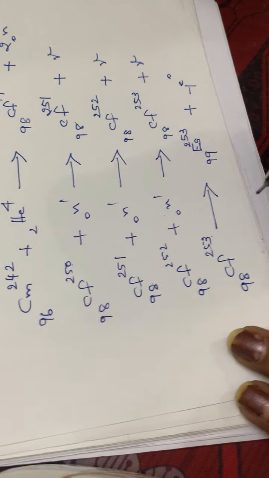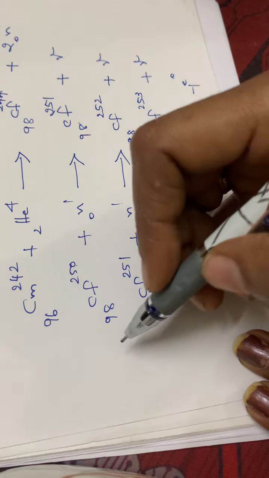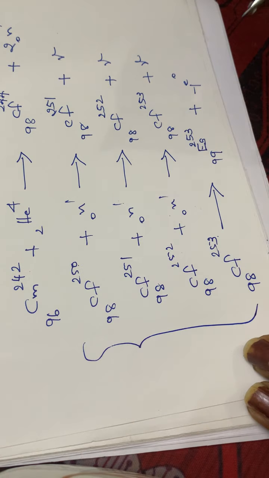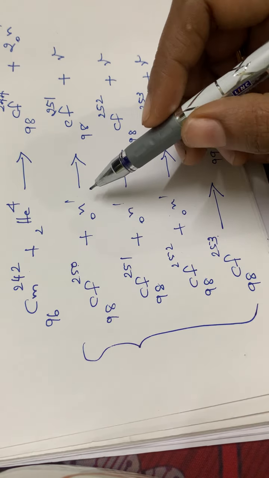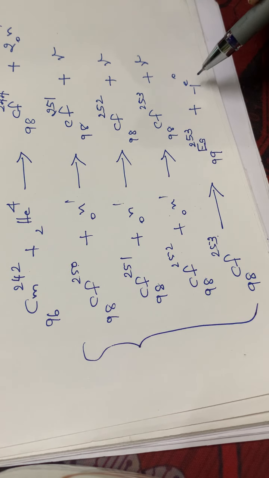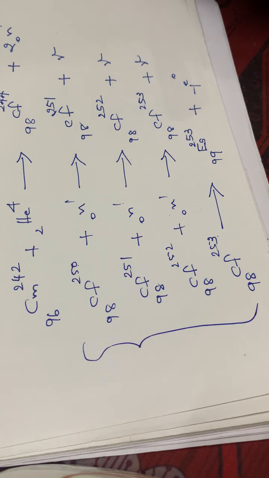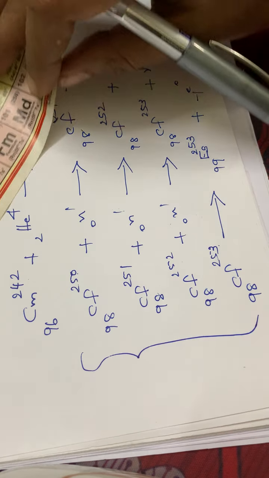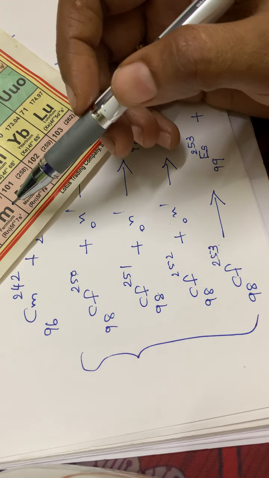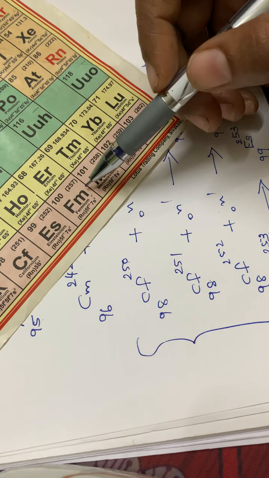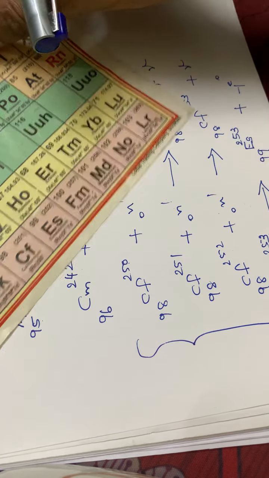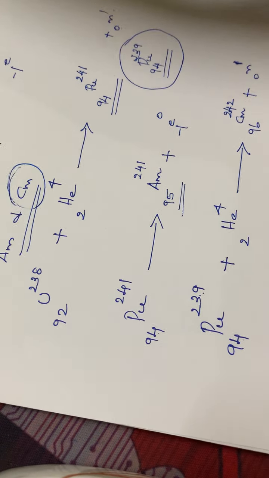So for the preparation of einsteinium, 4 steps are there. Californium is bombarded with 3 neutrons, and in the last step it emits a beta particle, so that einsteinium is obtained. Then the next transuranic element to be prepared is fermium. For that, einsteinium is taken. Einsteinium is bombarded with a neutron.